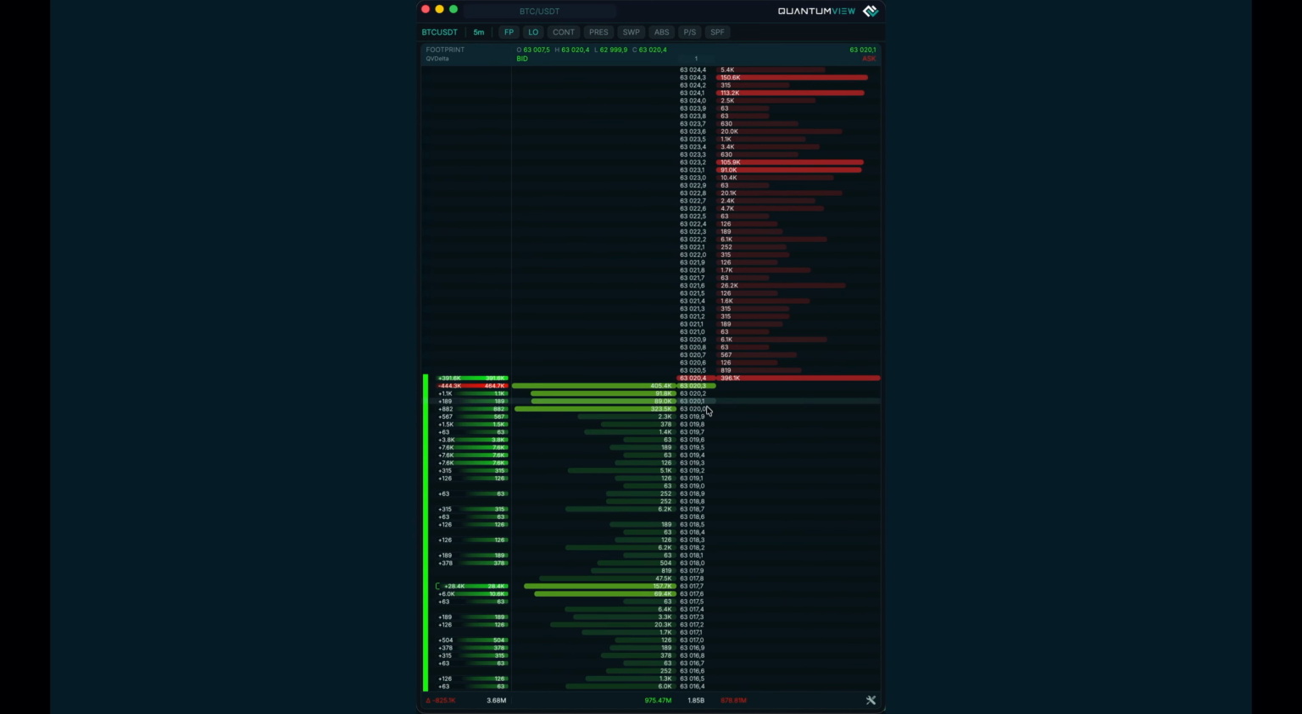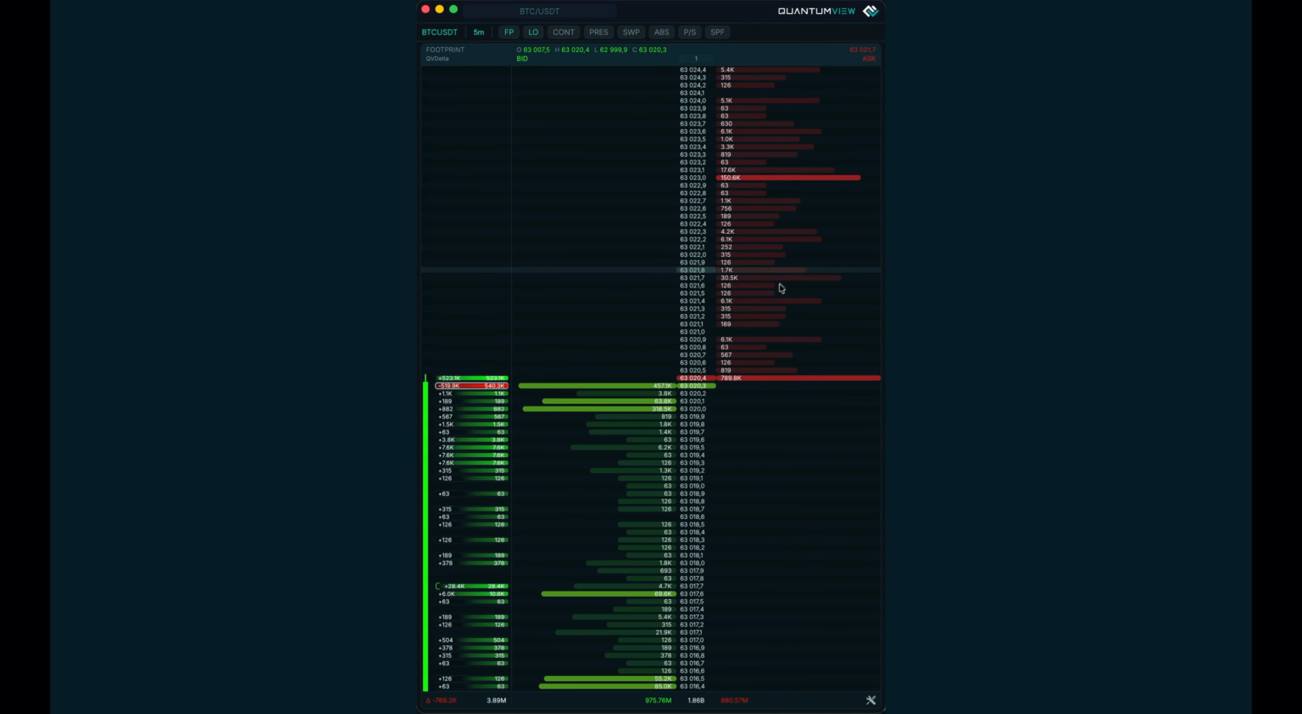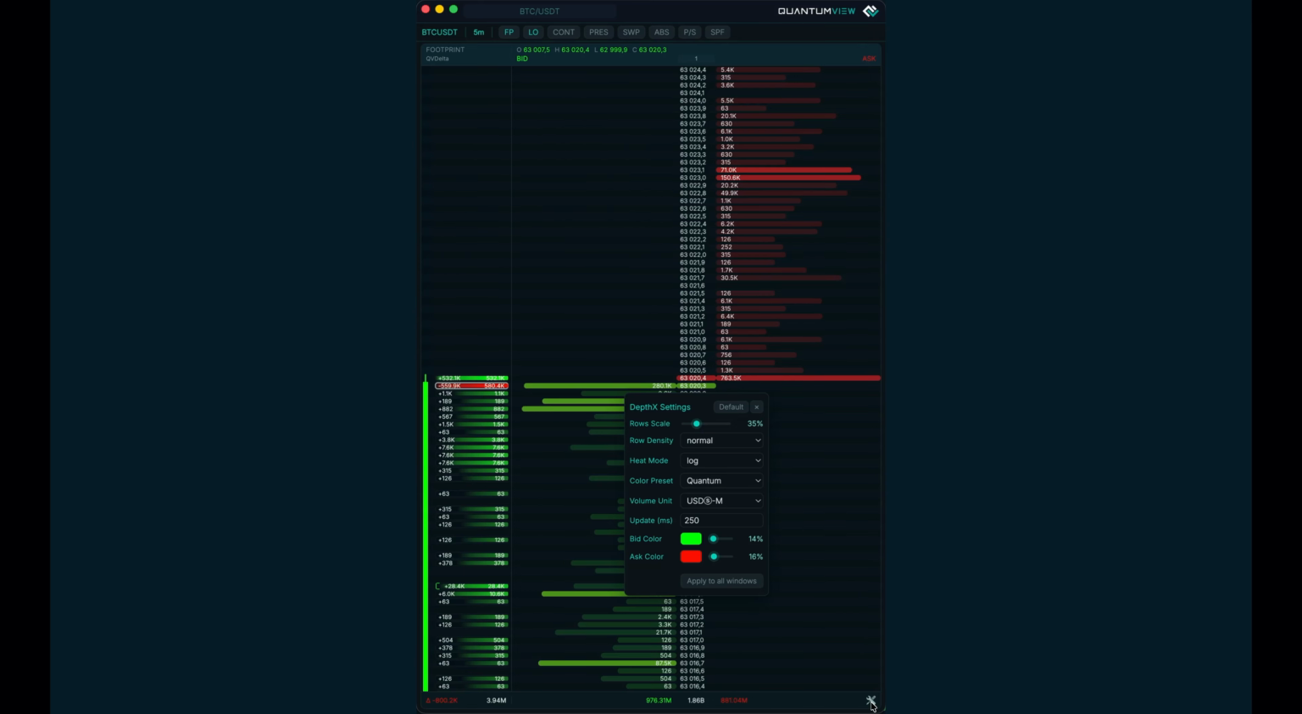Current price sits in the center. Below it is buyer liquidity, above it, sellers. Bar length shows the relative size of an order, and the bottom row sums up both sides and the overall imbalance. This is the raw data, still without interpretation. The display can be tuned to your screen and working style. Scale and row density, how volume is visualized, units, and refresh rate. The calculations themselves don't change.